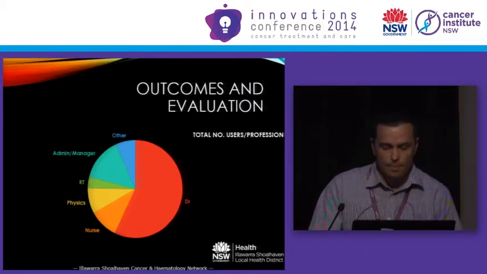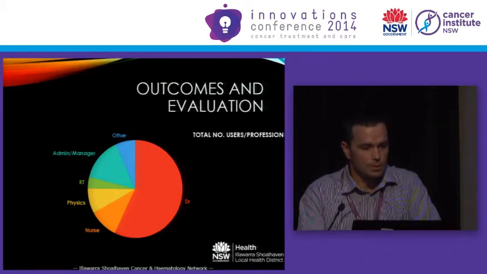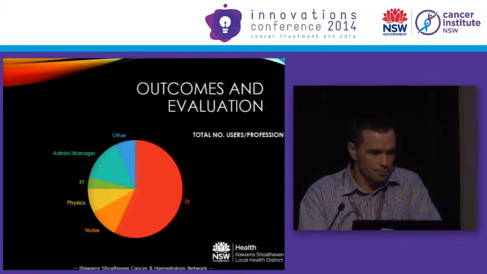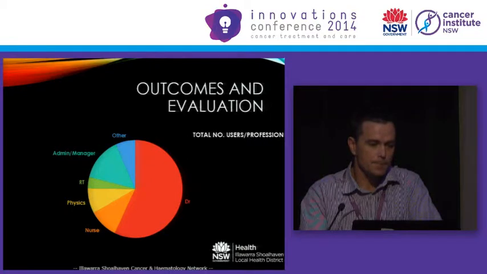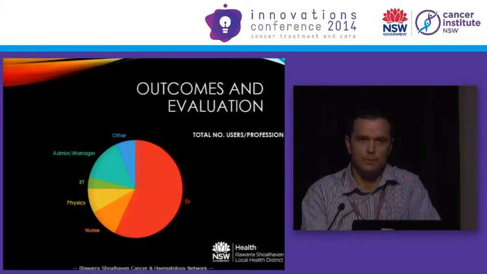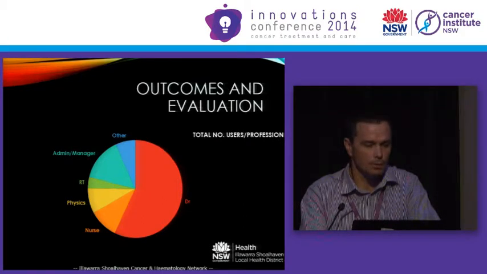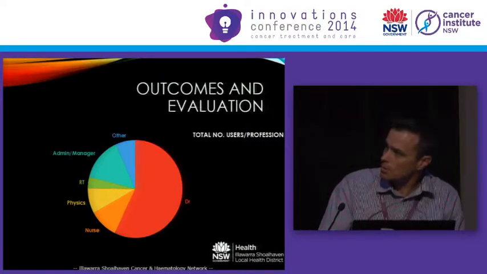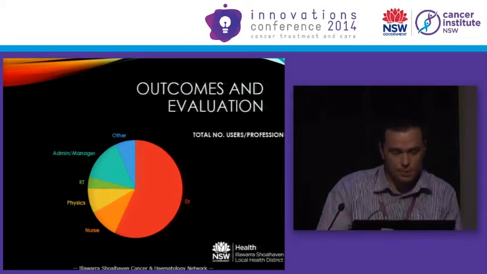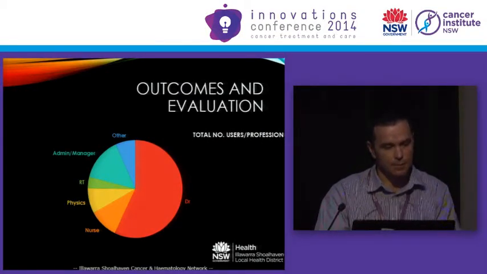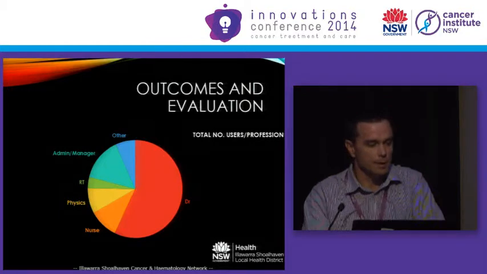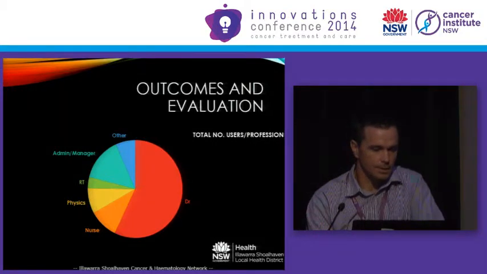So this chart shows you a split across users and professional groups. Again, whilst intended, the majority of access was for our medical staff, for them to be able to remotely prescribe and modify chemotherapy protocols within the system. But you can see here the use was split not only across the medical staff, we've got nursing staff, physics staff, radiation therapists, management and admin teams, and others.